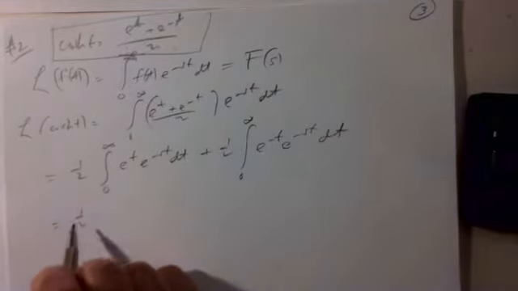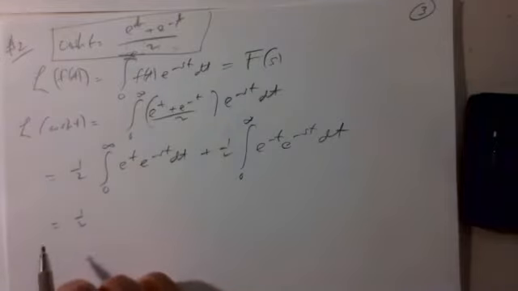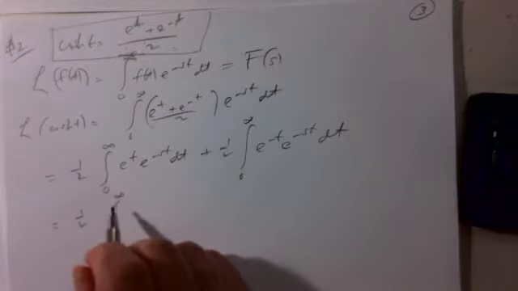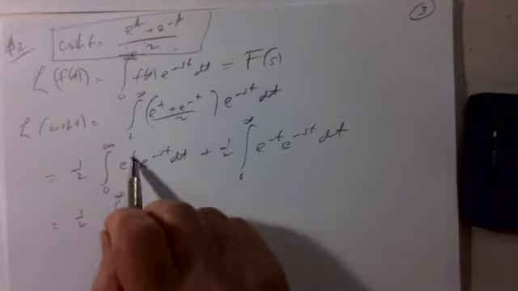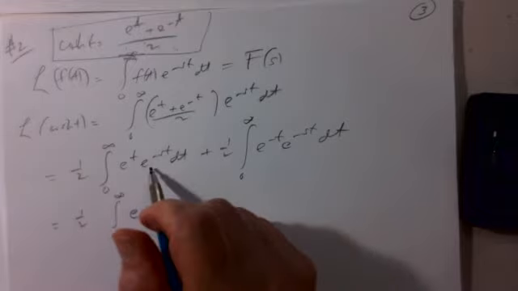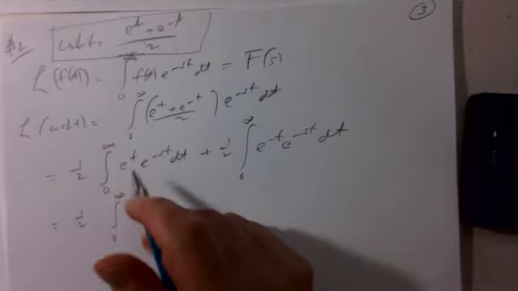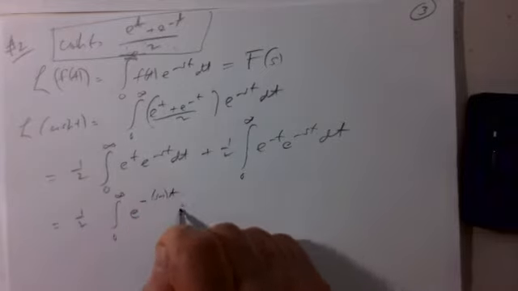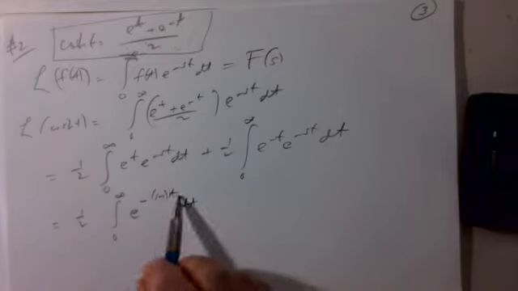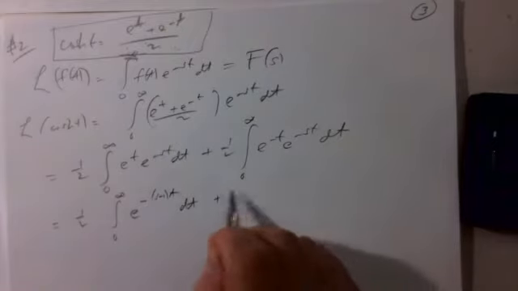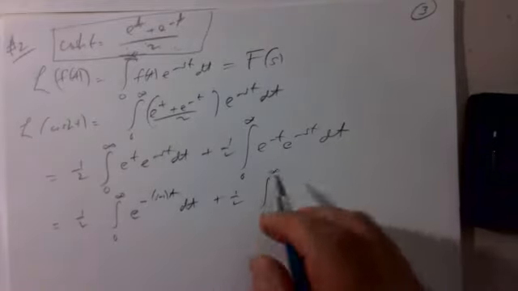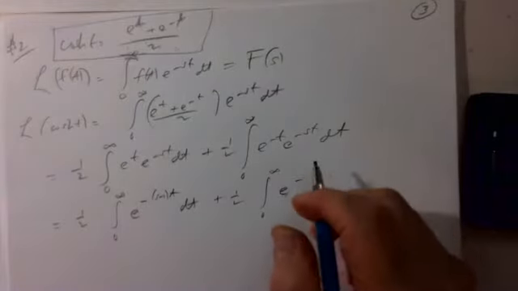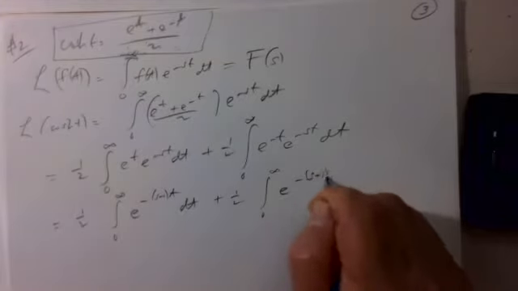So this is 1/2 the integral from 0 to infinity of e to the t minus st, which is the same as e to the minus (s minus 1)t dt, plus 1/2 the integral from 0 to infinity of e to the minus (s plus 1) times t.